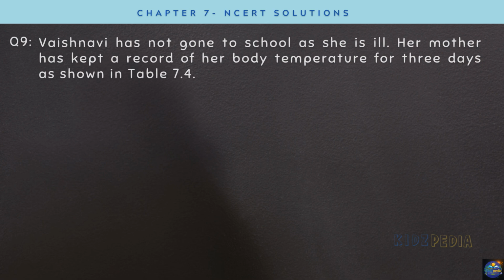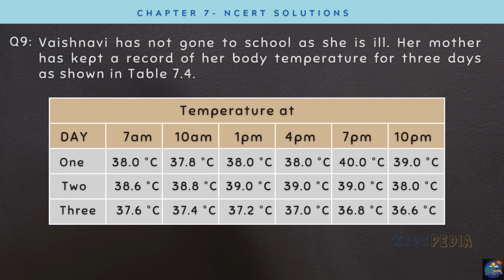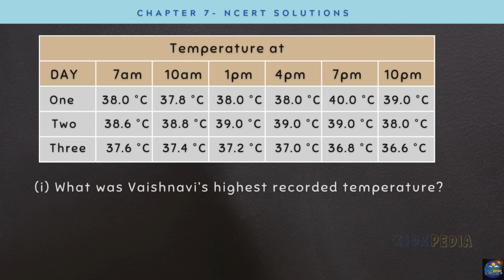Her mother has kept a record of her body temperature for 3 days, as shown in Table 7.4, the body temperature record of Vaishnavi. We need to answer questions like: what was Vaishnavi's highest recorded temperature? We can see here it is 40 degrees Celsius.